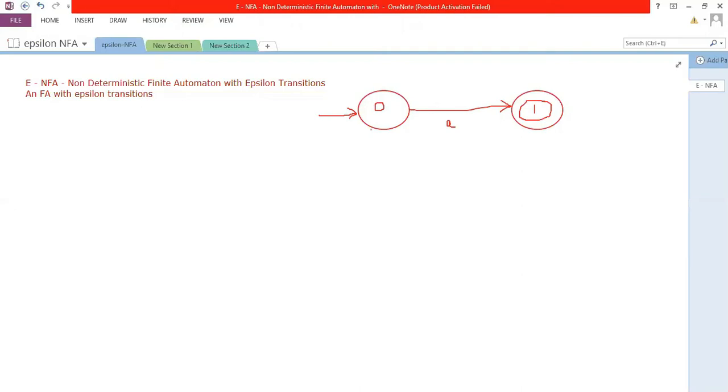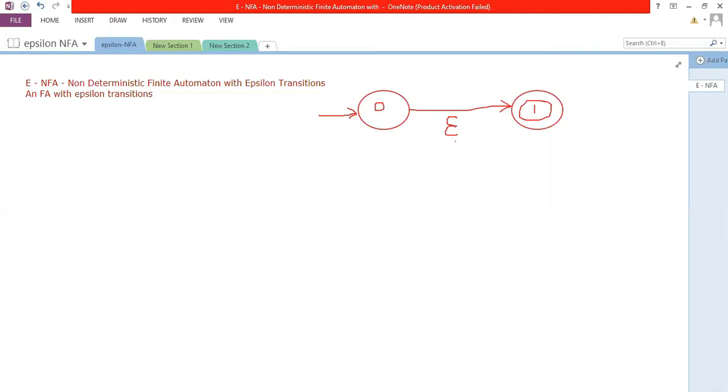Now remember one thing, in any state by default you'll have an epsilon transition. You need not explicitly specify that, it can be understood by default. But on the other end, if there is a transition from state 0 to 1 with epsilon, first question, can it be there? I say yes, it can be there. Second question, in what situations do you get it? What are the scenarios you get it?